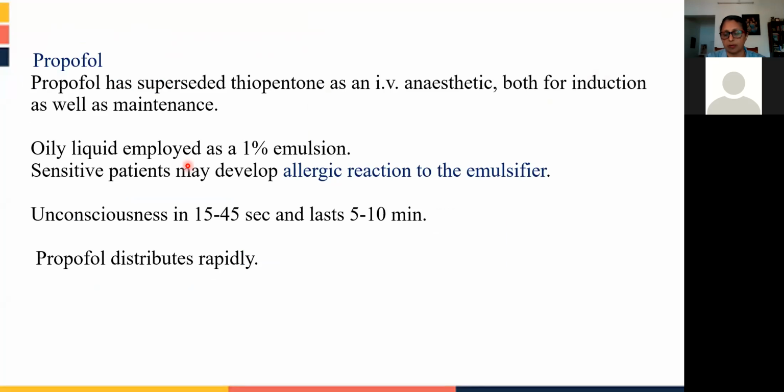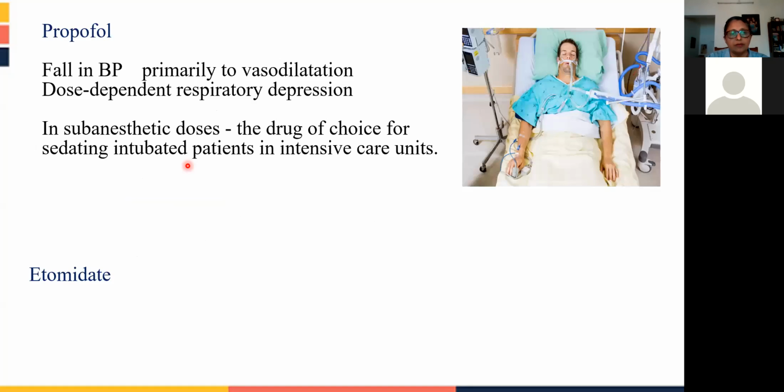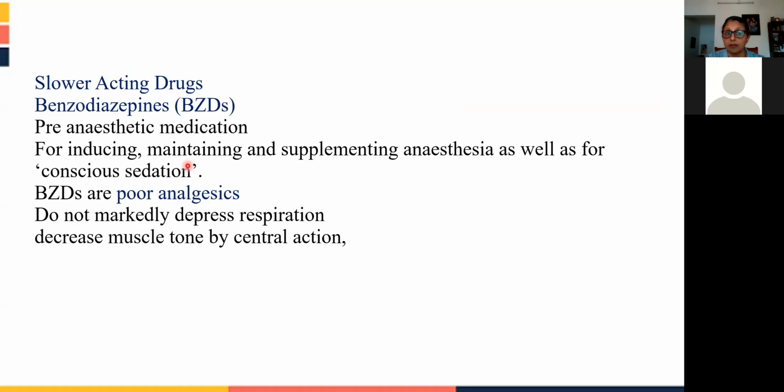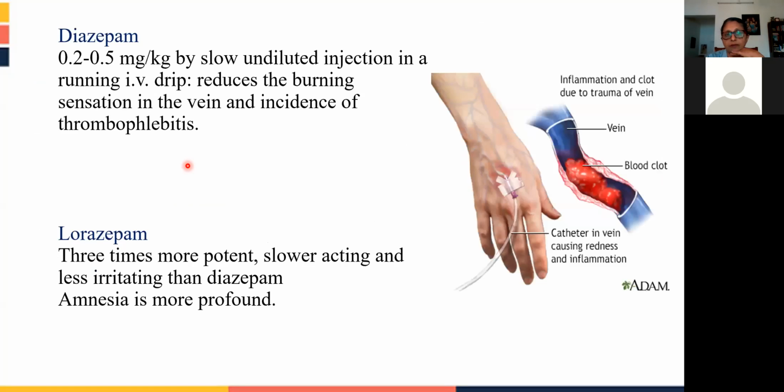Propofol, because of the emulsifier, there may be an allergic reaction. It is preferred in asthmatics as well as in outpatient surgery, and is also used for sedation of patients in the intensive care unit. Now the slower acting benzodiazepines. They are poor analgesics, do not depress respiration, and are used for conscious sedation and for short procedures. The antagonist is flumazenil.